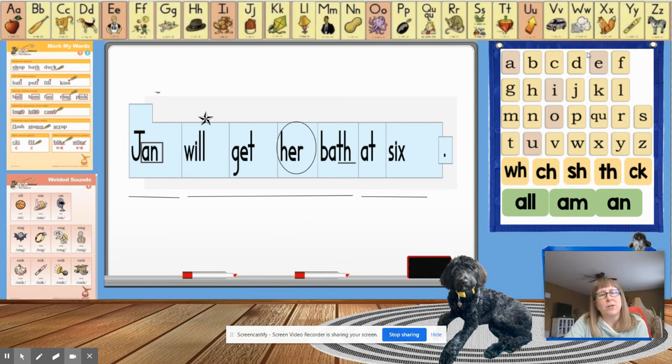Hopefully you remembered to box your glued sound, to put a star above your floss rule, your double L, to circle your trick word, and to underline your digraph. Great job today.